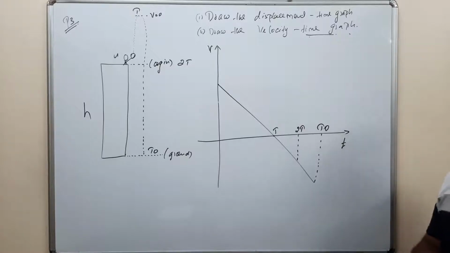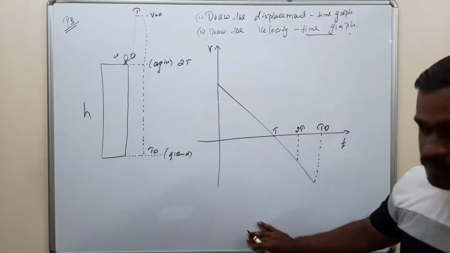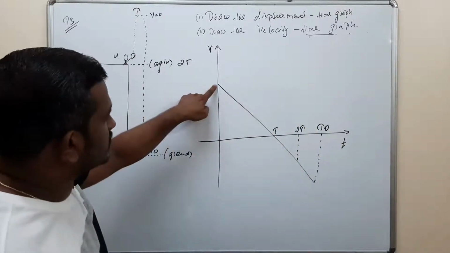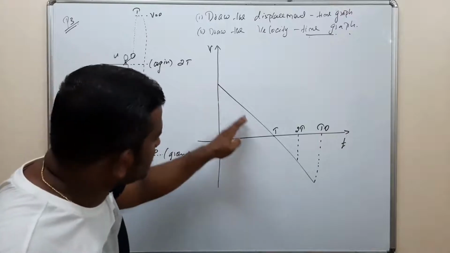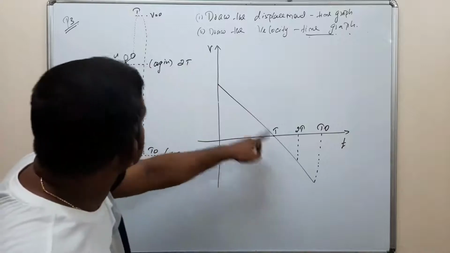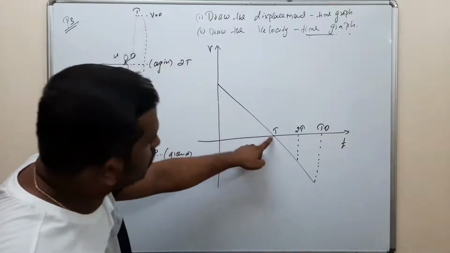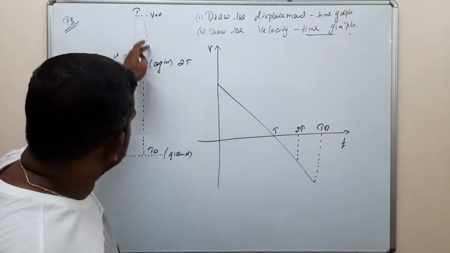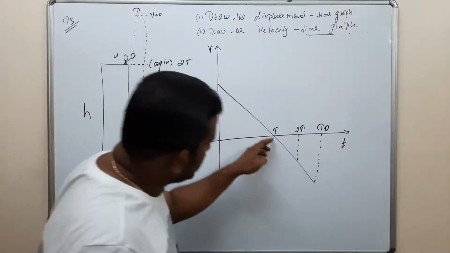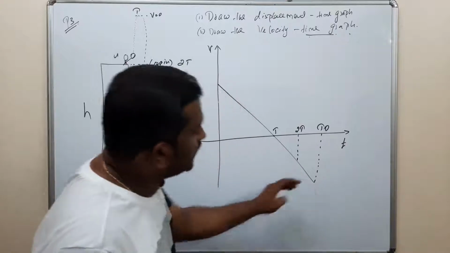Okay, so this is the velocity time graph. The ball is projected with initial velocity, that is this velocity. As the time goes on, the velocity decreases. When the time becomes t, the velocity becomes 0. After that, the velocity is negative. When the ball comes down, it has a negative velocity, going in the negative direction.